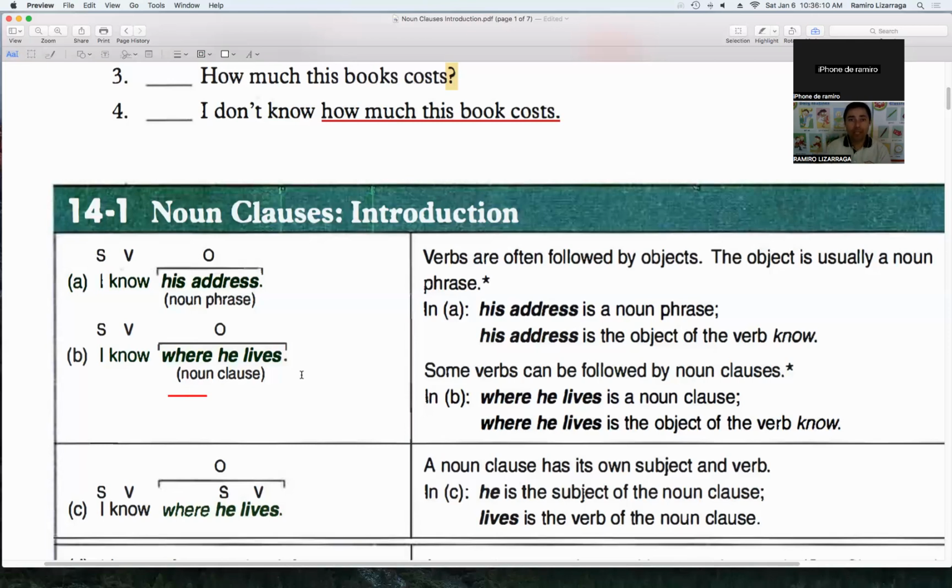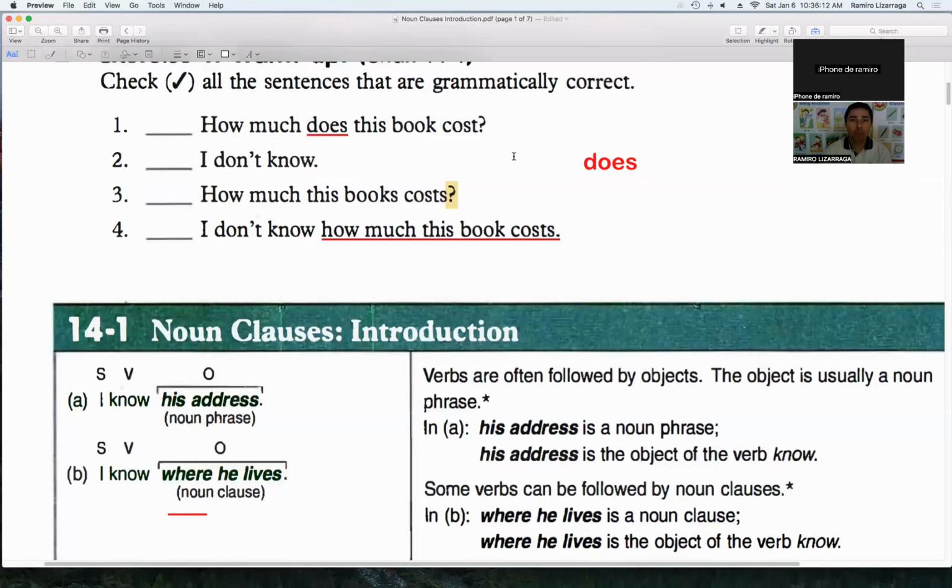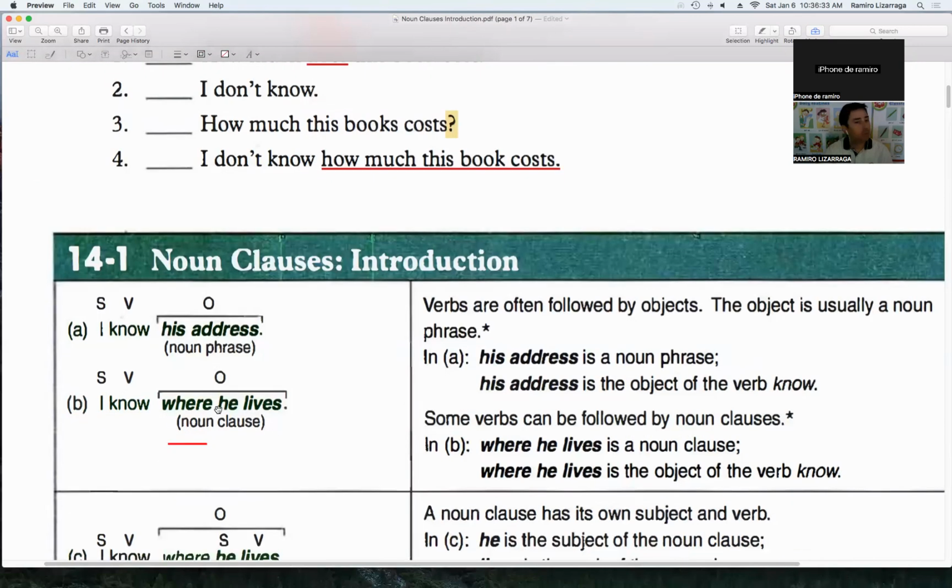Fíjense bien. Fíjense la diferencia entre una pregunta que tenemos aquí en la número 1, tenemos un question mark. La pregunta tiene un question mark y miren, ¿qué tiene? Un auxiliar. Entonces, esa es la diferencia. Entonces, hay que tener en cuenta que en la pregunta nosotros usamos auxiliares. En las oraciones sustantivas, no. Entonces, eso es lo que hay que tener, en primer lugar, en cuenta.